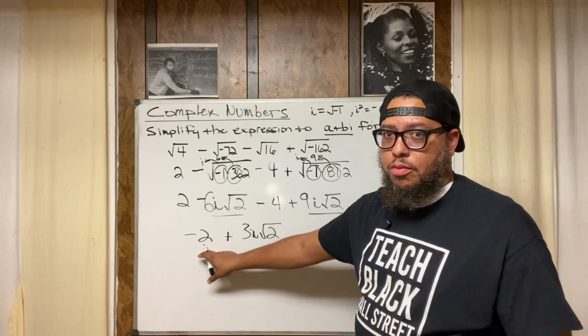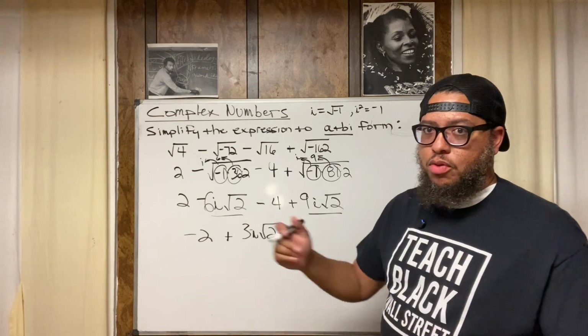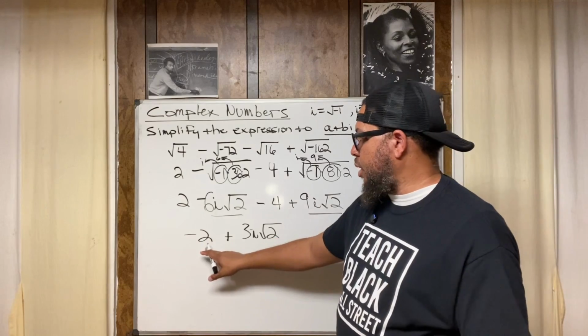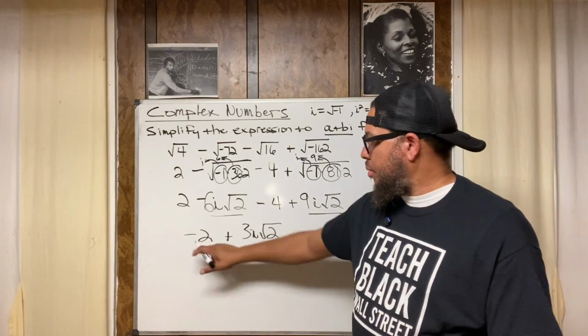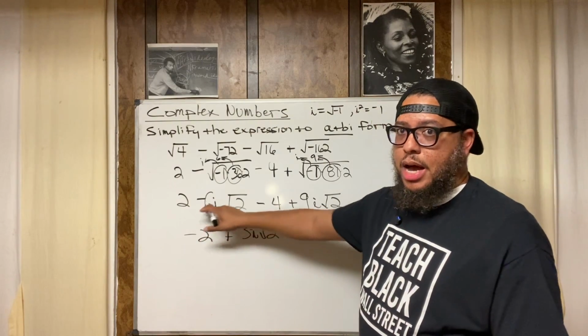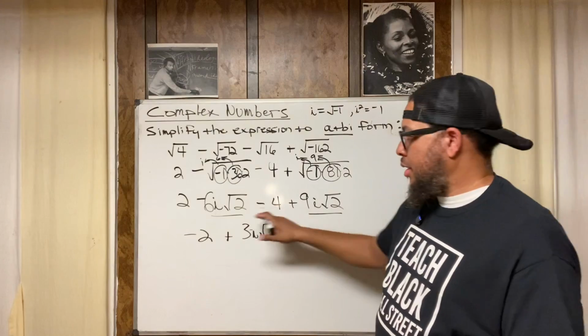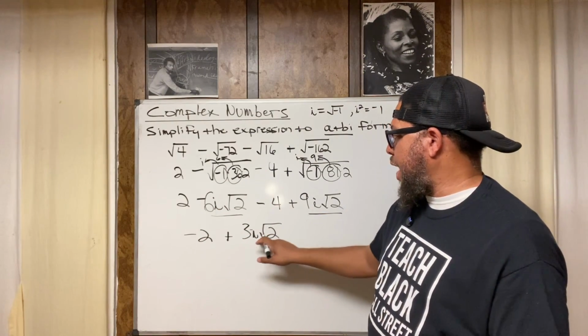Now, where did I get that from? Where did the negative 2 come from? Always go through this process. Ask yourself, where did this come from? Where did that come from? Where did the negative 2 come from? Doing 2 minus 4. That's where the negative 2 came from. Where did 3i come from? Ask yourself, what's negative 6i plus 9i? Negative 6 plus 9 is positive 3. So that's 3i root 2.